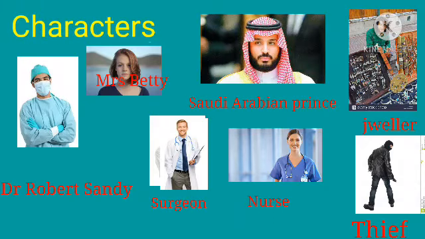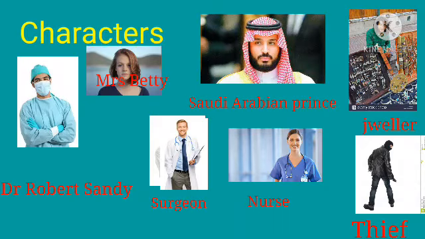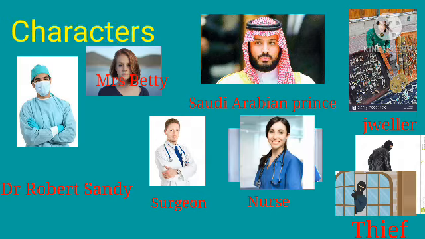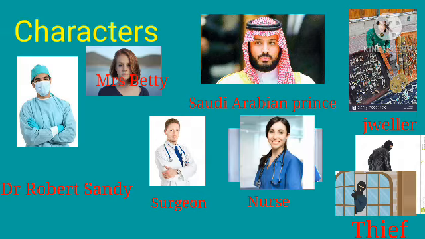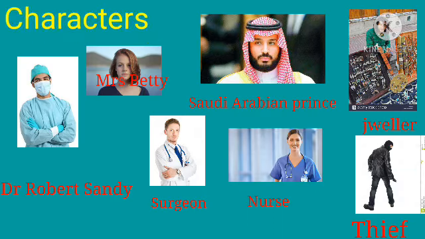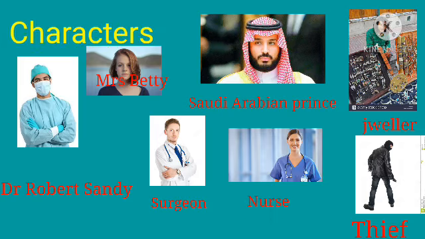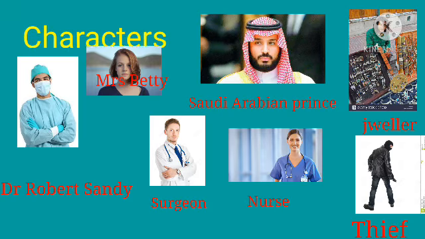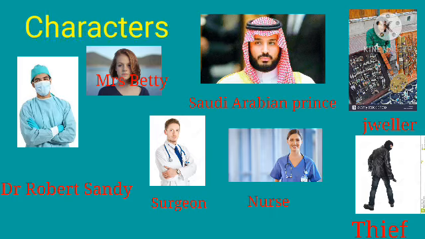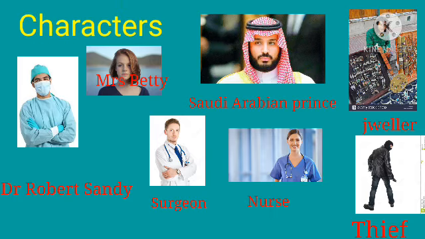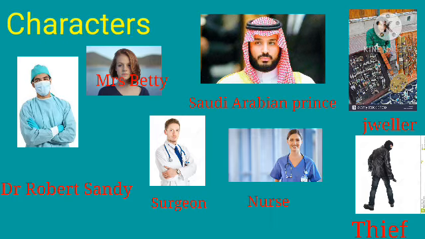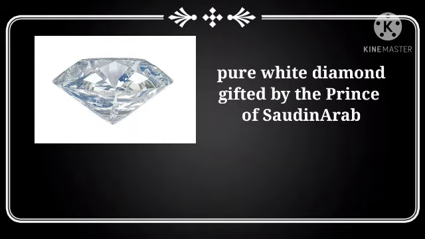The characters in the story. Dr. Robert Sandy, the protagonist of the story, his wife Betty, the Saudi Arabian prince who gave Dr. Robert a $1 million diamond, the surgeon and the nurse who operated on the thief who stole the diamond, and finally the jeweler. Here in the story, the diamond too is a character, though it is a non-living thing, but it has a greater role to play in the story.